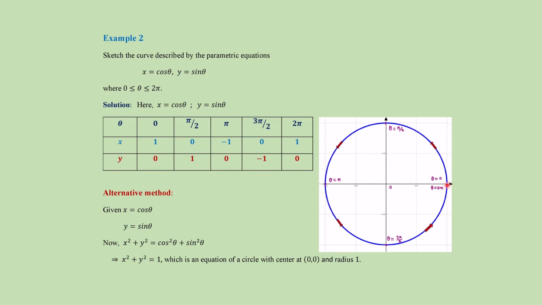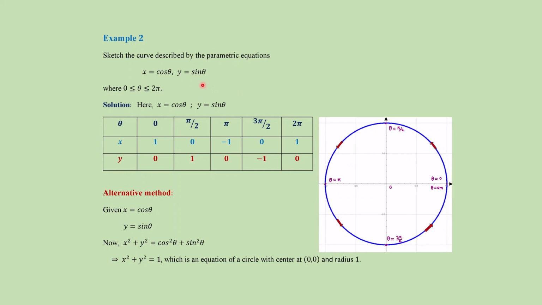So this is the point. Now when theta is 90 degrees, that means pi by 2, then x is 0 and y is 1. So this point. As theta grows, its direction is this way. It follows this direction. Now when theta is pi, then x is -1 and y is 0. So here. Now if you plot those and go up to 2 pi, then you will see this is a circle. So this represents a circle.